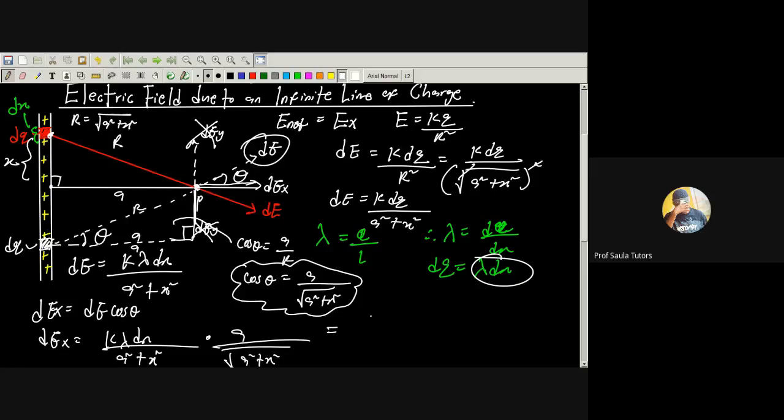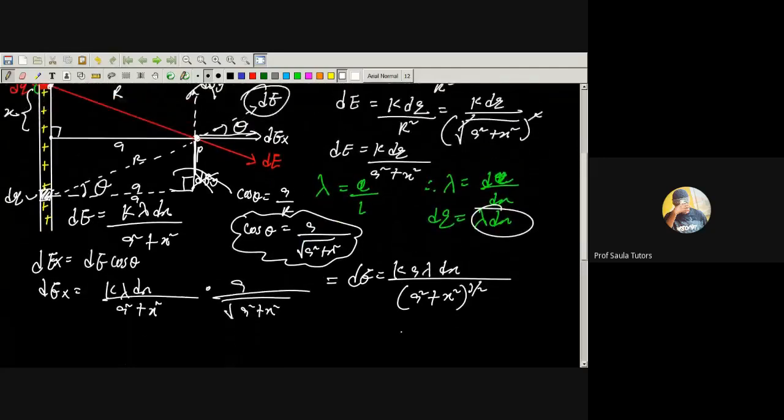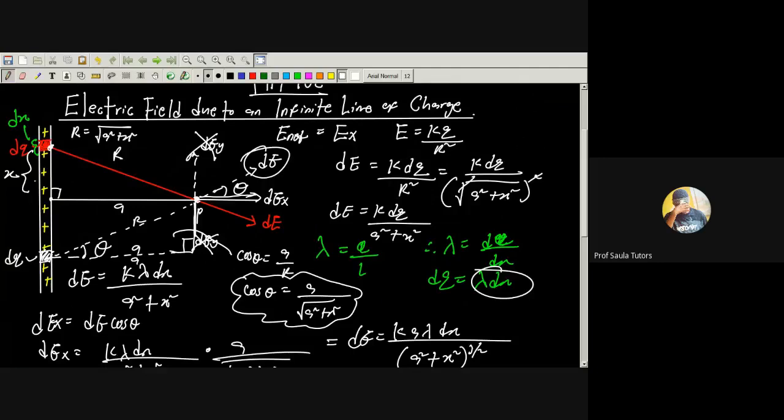What will this give me? I'll be having k a lambda dx, all over a squared plus x squared raised to power 3 over 2. Now, this is what I have. Remember, what I have here is my dE. Pay attention that this dE is just for this small segment of charge.